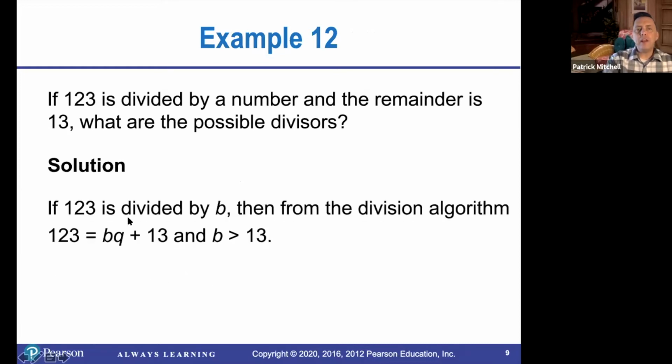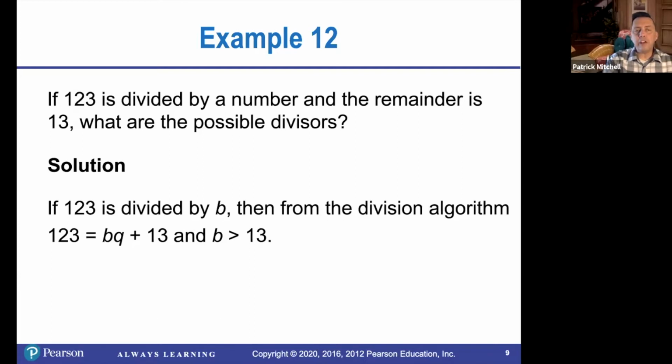If 123 is divided by B, then from the division algorithm, 123 is equal to B times Q plus 13, and B is greater than 13. Remember that the remainder is less than the divisor. So another way of saying that is B is greater than 13.